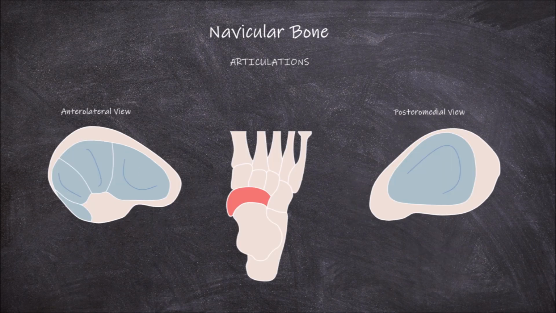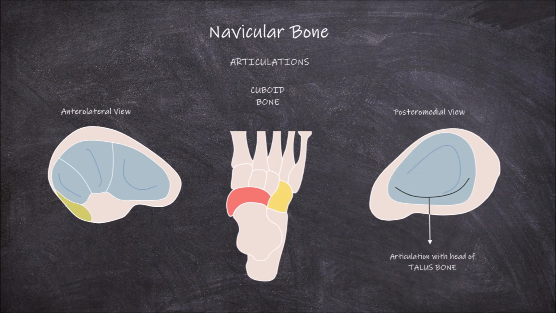Let's now look at the articulations this bone has with other bones. This bone articulates with 5 other bones. The first of these articulations is with the talus bone. The large facet on the posterior surface of this bone articulates with the articular surface on the head of the talus bone. The second articulation is with the cuboid bone.